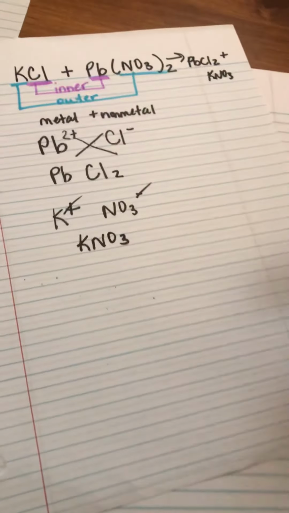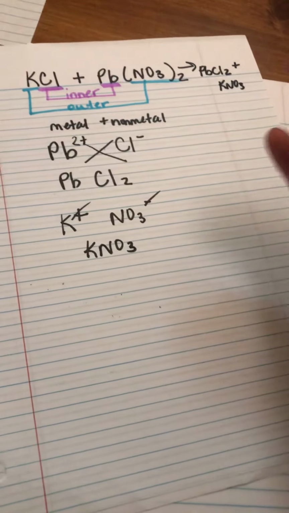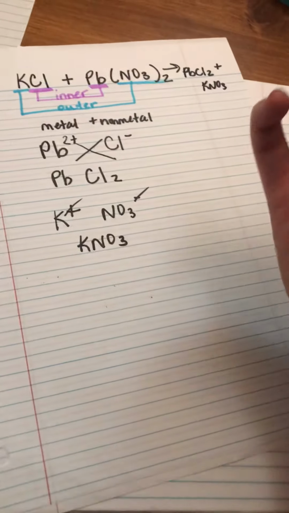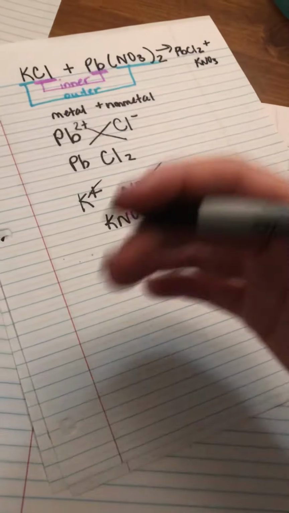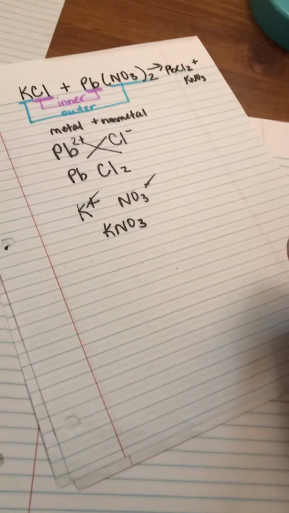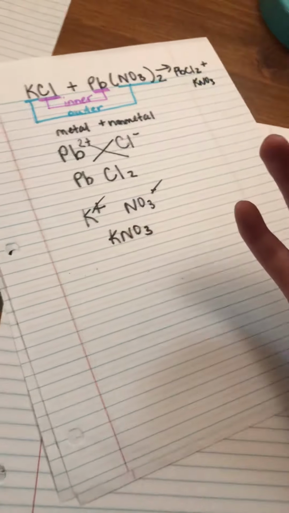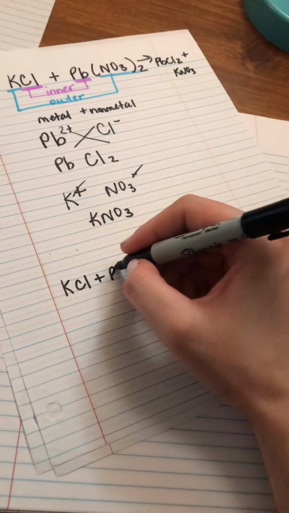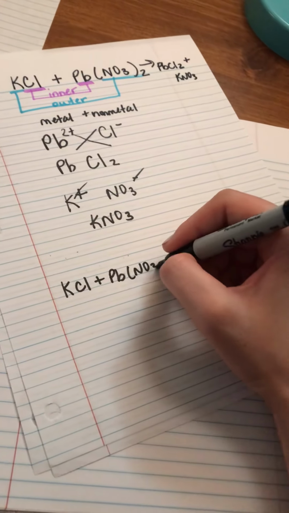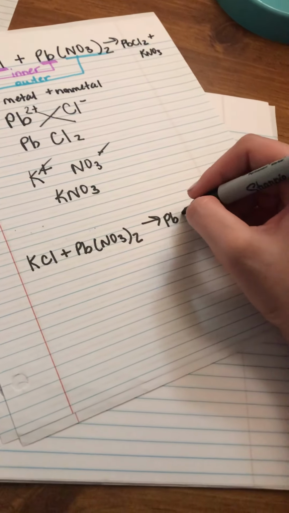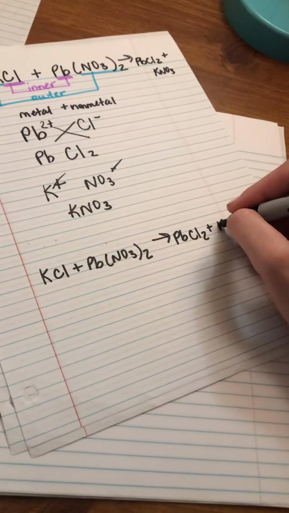Okay, so the next thing we have to do is we have to balance this equation that we have. We have our reactants and we have our products, and we have to balance it. And when we balance it, that'll be our molecular formula. That will be showing us how many molecules of each of the constituents that we have in the equation. So let's balance it. So we have KCl plus Pb(NO3)2 gives us PbCl2 and KNO3.